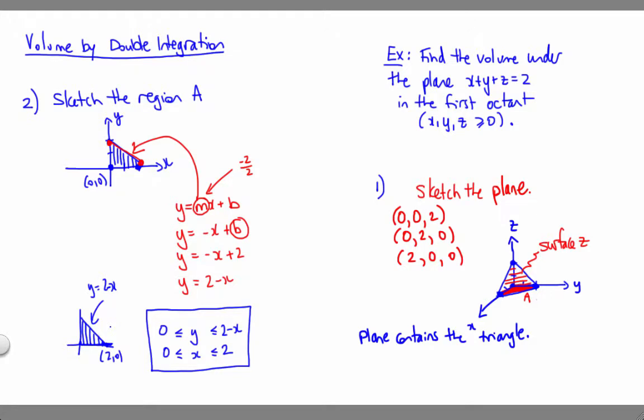So let's see where we're at so far. In step 1, we made a sketch of our situation so we could get an overview. And in step 2, we sketched the regions. What that allowed us to do was come up with the limits on the double integral. So now step 3 is going to be to get a formula for z.